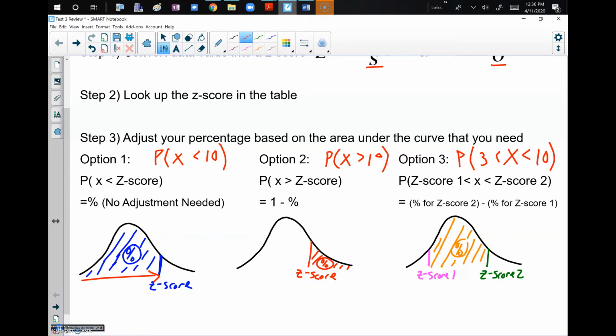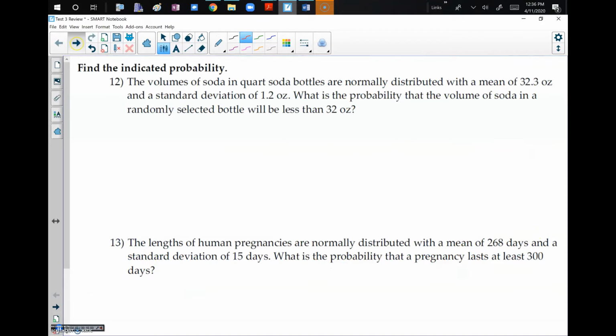So depending upon how your problem is set up, that will dictate which of the three options you go with at the end. So I picked some problems from your review that was posted by your professor so we can practice these.